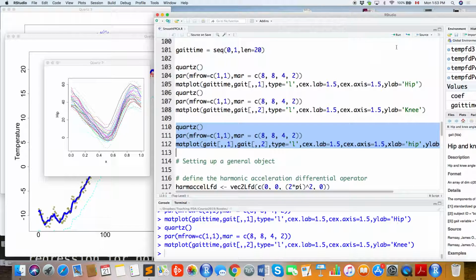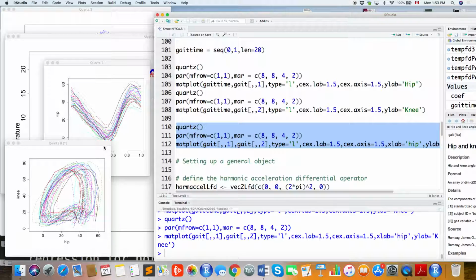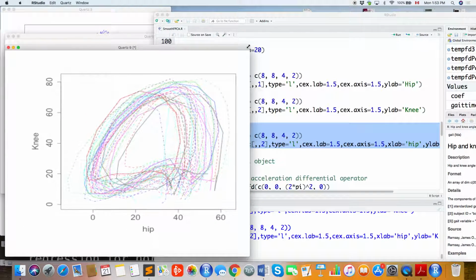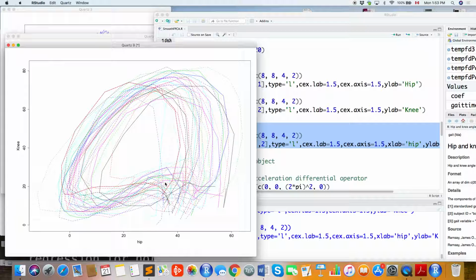We can also do a phase plot, which plots the hip angles versus the knee angles, and you can see there are circles in this phase plot.